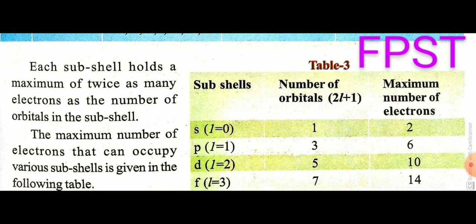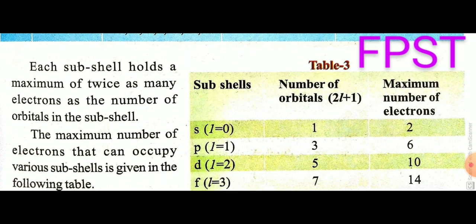For the S subshell, the number of orbitals is only 1, maximum number of electrons 2. Why? Because only 2 electrons can occupy each orbital. Means each subshell holds a maximum of twice as many electrons as the number of orbitals in the subshell. Means in an orbital only 2 electrons can occupy it.